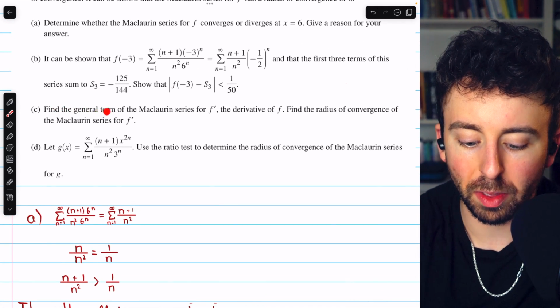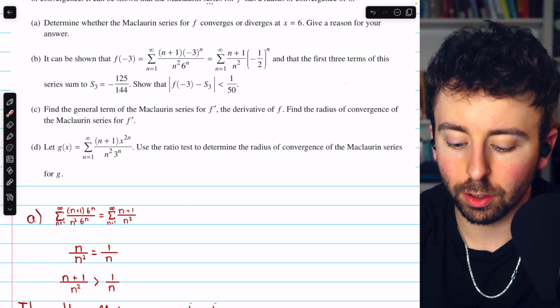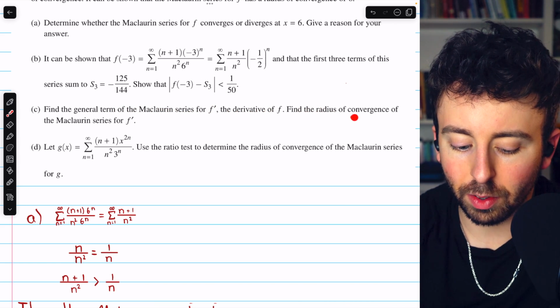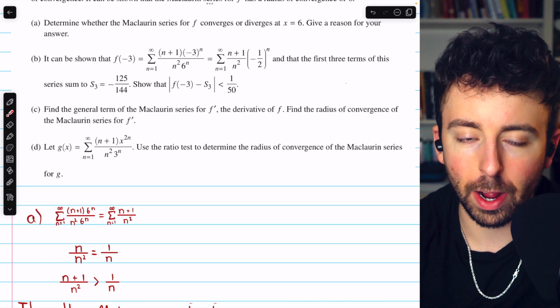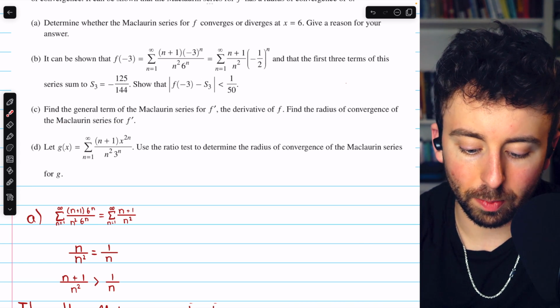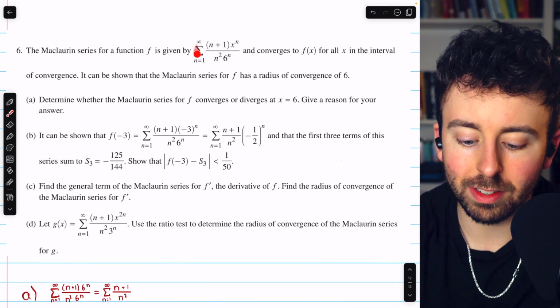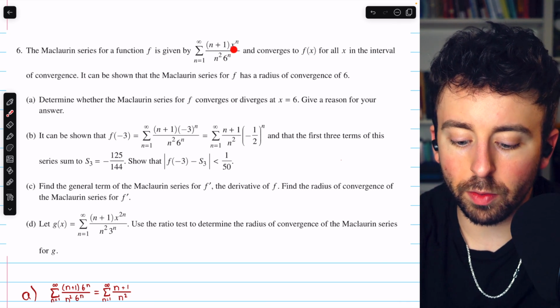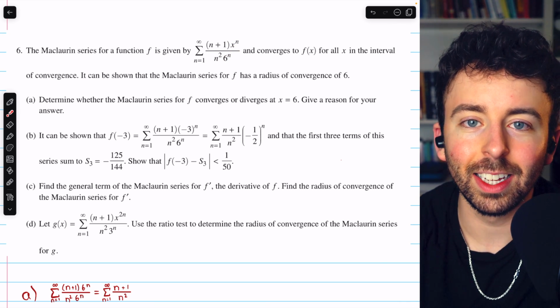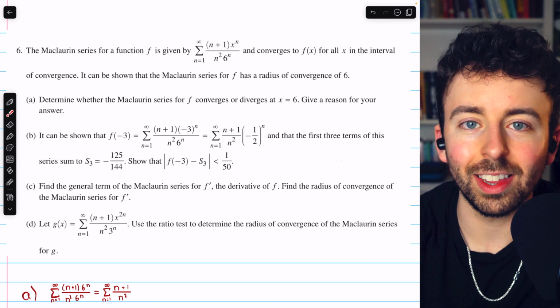Find the general term of the Maclaurin series for f prime, the derivative of f. Find the radius of convergence of the Maclaurin series for f prime as well. All right, so here's our Maclaurin series. Should be very simple to take the derivative. There's only one variable there. It's just x to the n, and so we'll take the derivative just using the power rule.